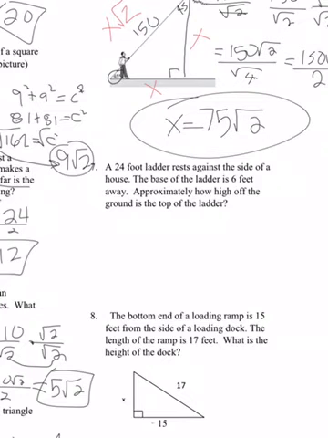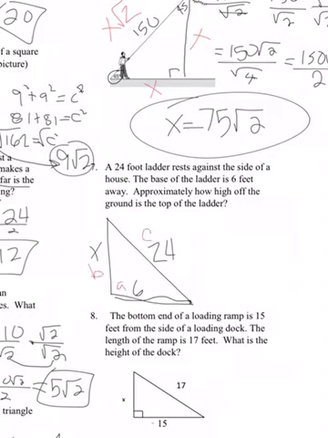A 24-foot ladder rests against the side of a house. So again, we have a similar situation to what we had on a previous problem. A 24-foot ladder. The base of the ladder is 6 feet away. So the base of the ladder at the bottom, 6 feet away. Approximately how high off the ground is the top of the ladder? Now, first 6 problems all had at least an involvement of special right triangles. Now we get to a situation where there's no measurement of angles. Reread that problem. There is no mention of 45, 45, 60, 30, anything like that. So now this really is just a straightforward Pythagorean theorem problem.